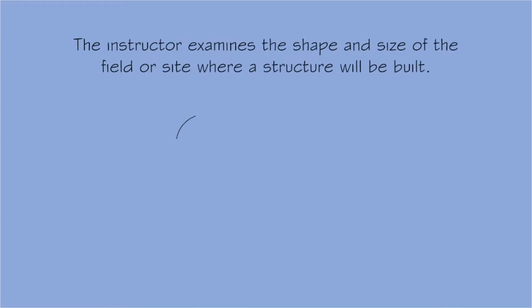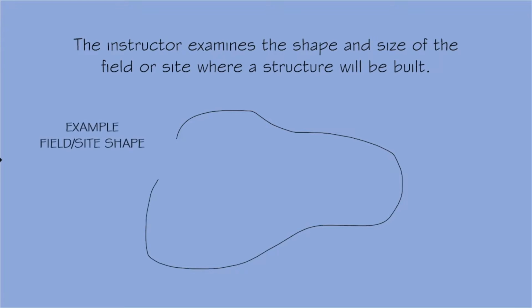So the first part is the area determination by base and altitude. The instructor examines the shape and size of the field or site where a structure will be built. Here's an example of a field or site. Observing this example, the shape of a field or site that we may encounter is not really regular. That's why we apply different points in the field so that we can better measure the size of the field or site.